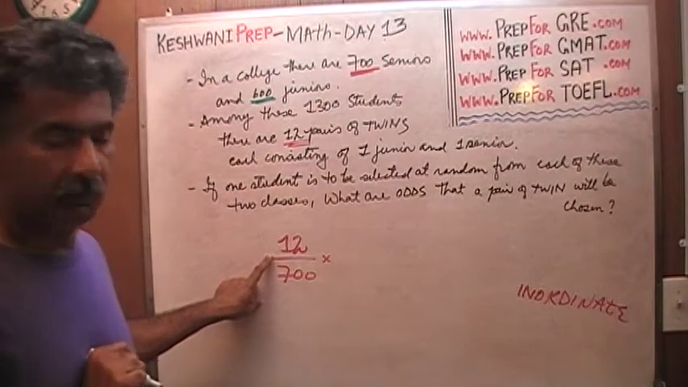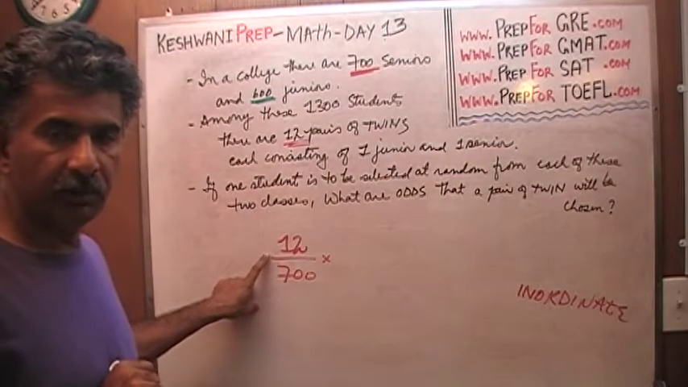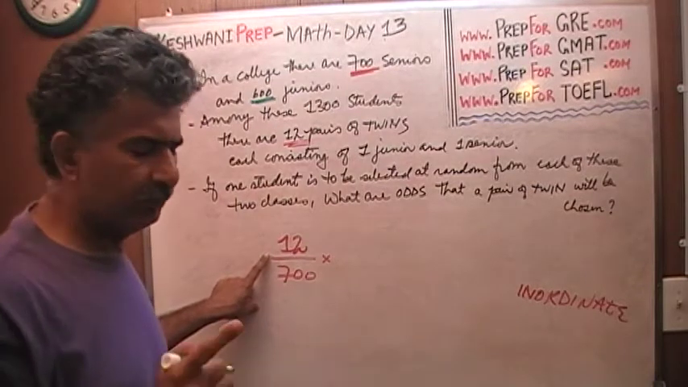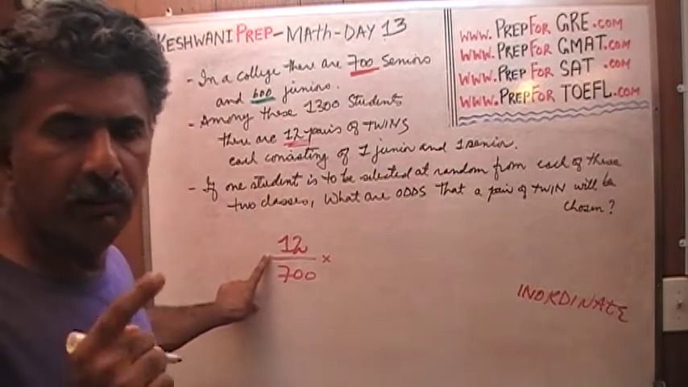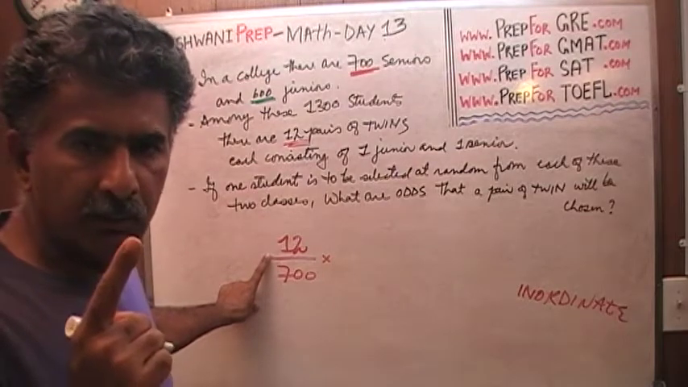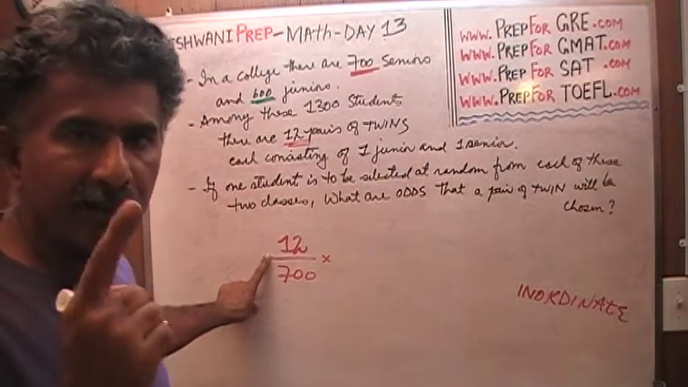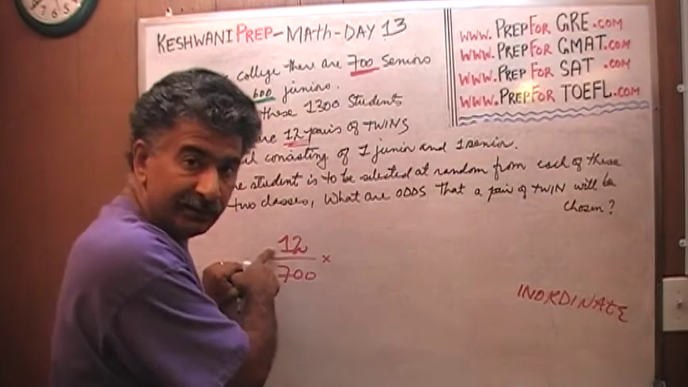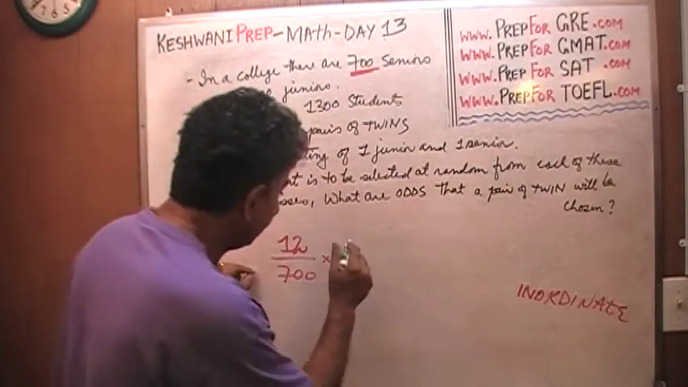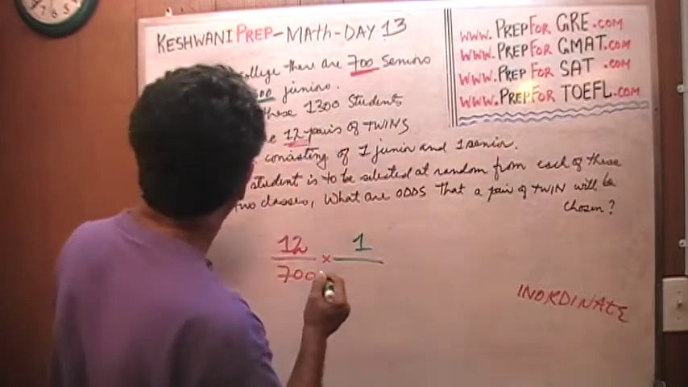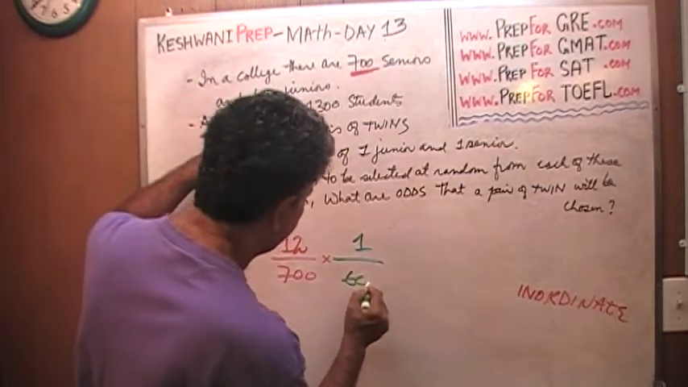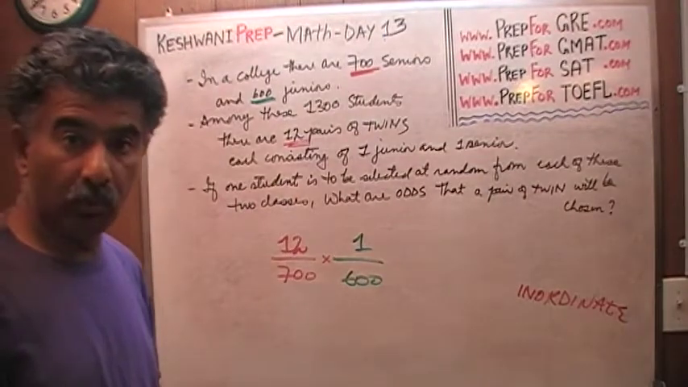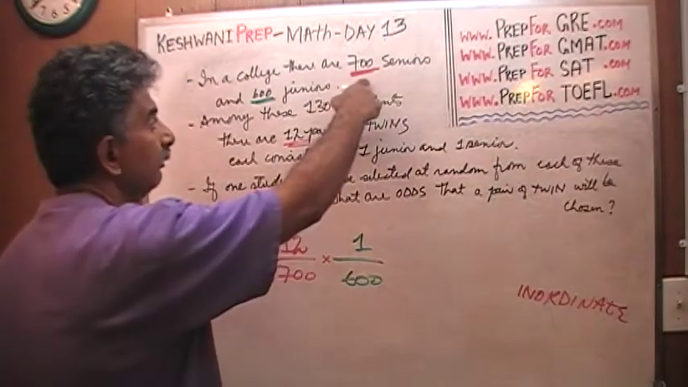Only one. Whichever person we happen to choose here, he only has one sibling. I keep mispronouncing the word. He only has one sibling, twin sibling that is, in the other class. Only one. So the odds of picking his sibling, brother or sister, is only 1 out of 600. That's all.